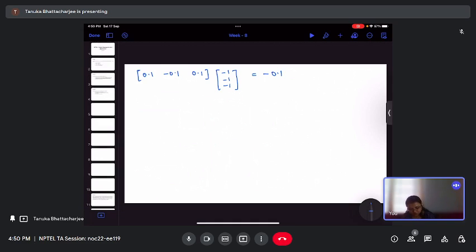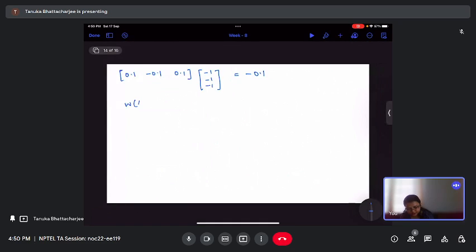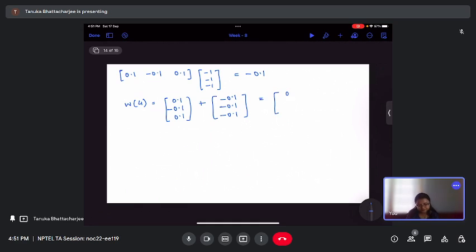Now, what will be W4? W4 will become 0.1 minus 0.1 0.1, that was W3, plus eta times x4, which is minus 0.1 minus 0.1 minus 0.1. So, finally, you will have 0 minus 0.2 and 0. Okay. This is what you have.